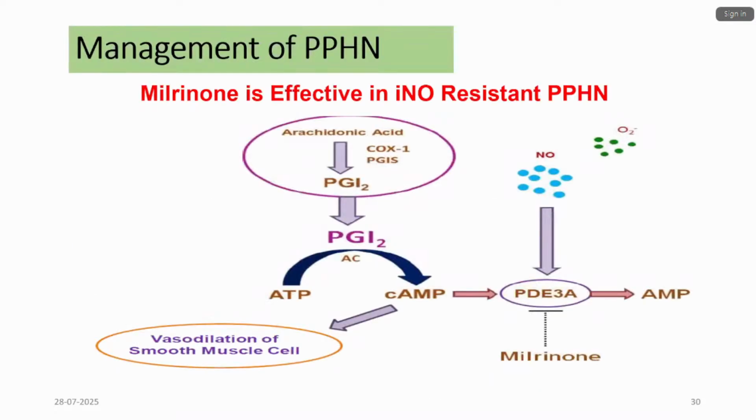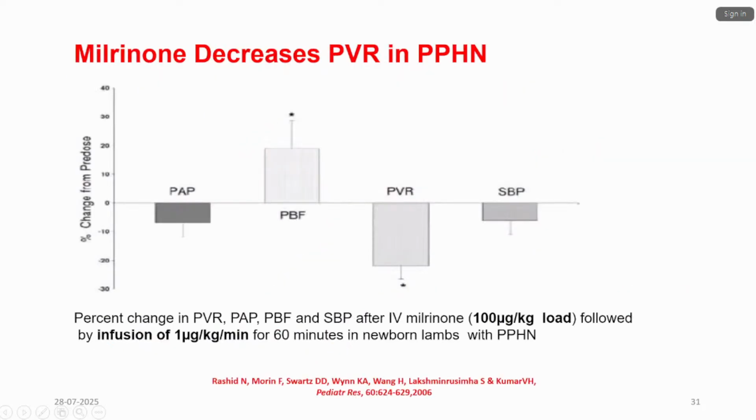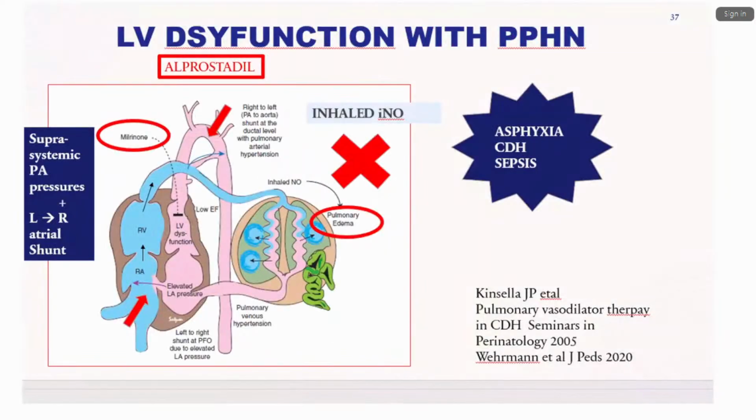So, milrinone is effective in INO-resistant PPHN. This is the same mechanism of action which increases cyclic AMP level. Milrinone decreases PVR in PPHN. This was the study conducted by Rashid, and this is a scenario in which LV dysfunction with PPHN was there.